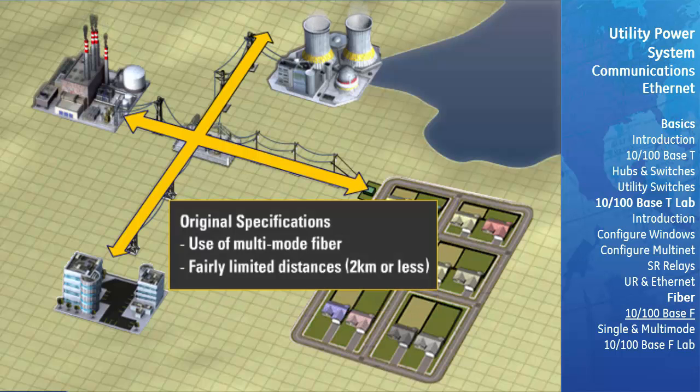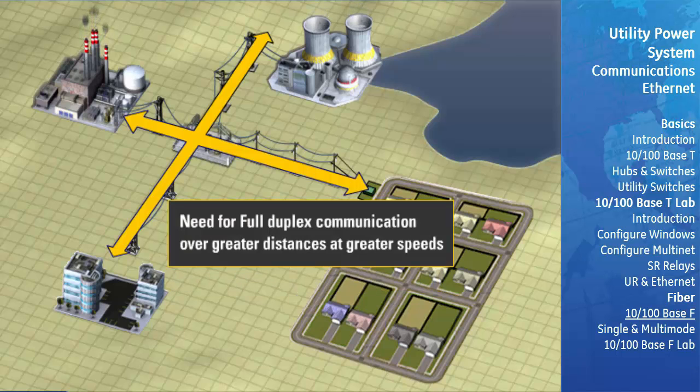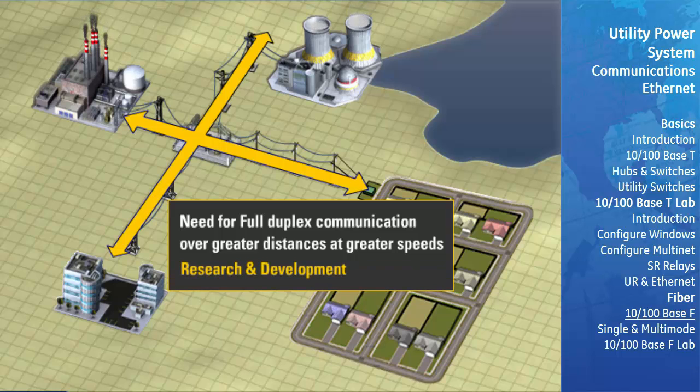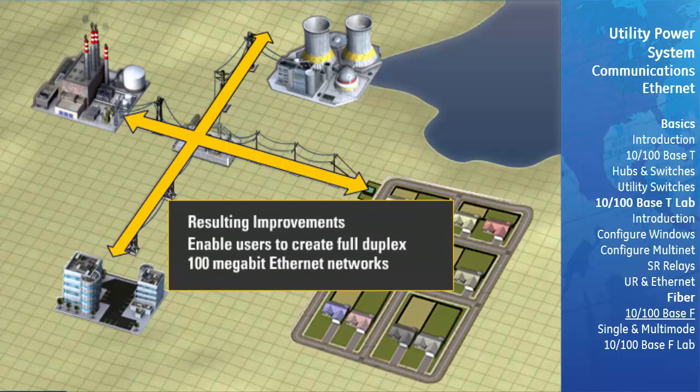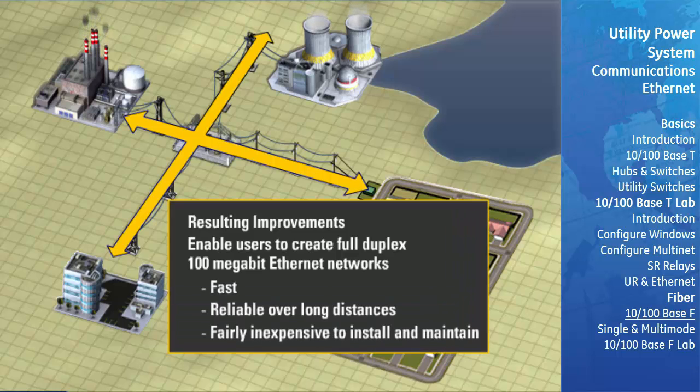The original specifications for fiber optic Ethernet were based on the technology of the mid-80s, calling for the use of multi-mode fiber with fairly limited distances of 2 kilometers or less. The need for full duplex communication over greater distances at greater speeds sparked research and development. The resulting improvements in the fiber optic cable, transmitter, and receiver technology enable users to create full duplex 100 megabit Ethernet networks that are fast, reliable over long distances, and fairly inexpensive to install and maintain.